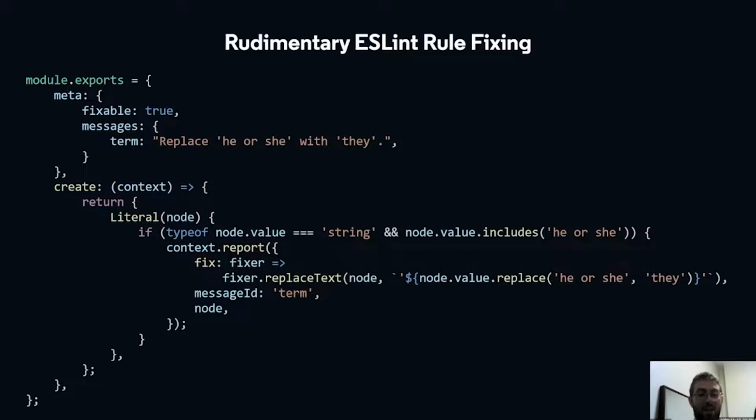If it does, then we run this fix function, where the fix takes in a fixer, which is an injected thing from ESLint, and it calls the replace text method on the fixer. It replaces the text in the node with the node's value that has he or she replaced with they, wrapped in apostrophes. And then after that, we have the message ID in node, same as before.